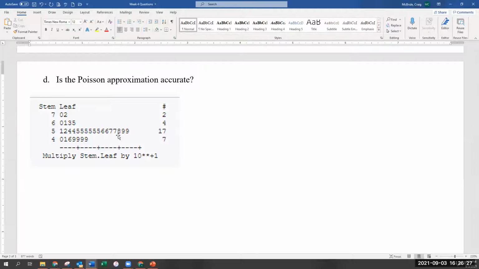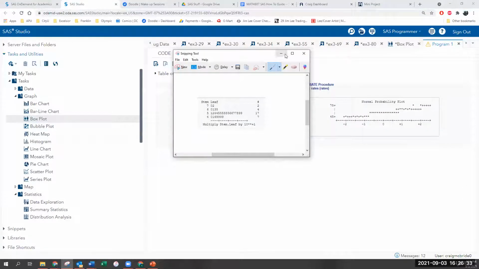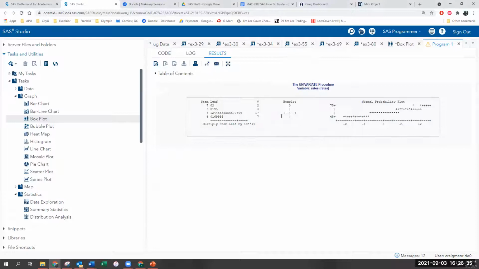Now, Latanya, if that is confusing, and I wouldn't be surprised if it is, you can always just do this manually in Excel, right? You can take your data, you can sort it, and then create your own stem and just put in all the leaves.